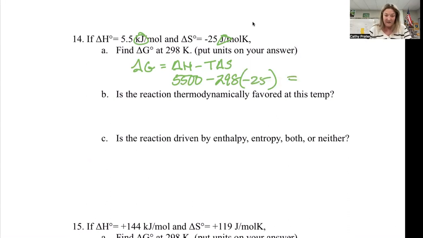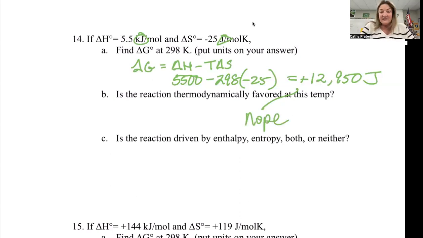So 5,500 plus 298 times 25 gives me 12,950 joules. This is positive. And since this is positive, it is not favored.